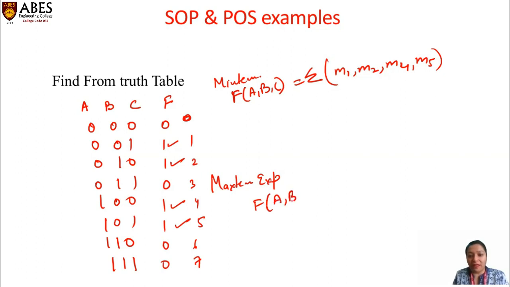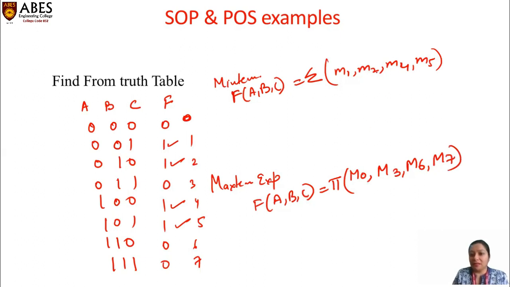And max term: F of A, B, C, that is pi. We generally use the symbol pi for the max terms. Max term will be M0, M3, M6, and M7. You can also convert these min terms into the expression.